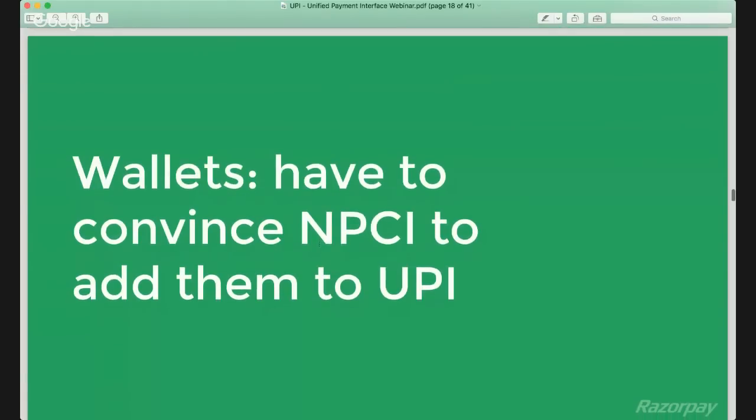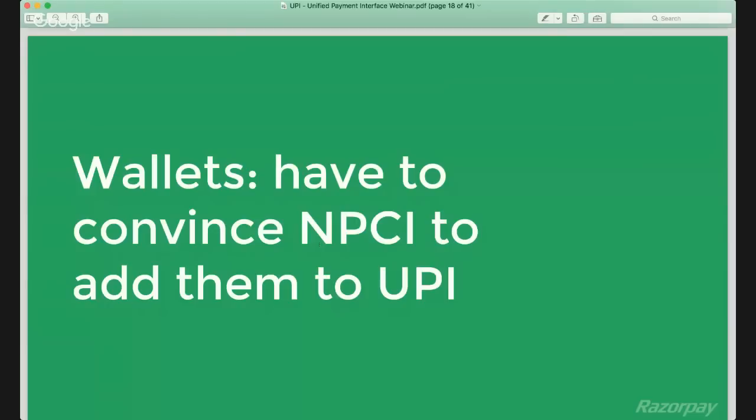There's also a consequence of the design decision taken by the NPCI to use IMPS as the backend for the payment infrastructure of UPI. So what happens essentially is anyone who was interoperating with the current IMPS infrastructure can now interoperate with UPI as a payment service provider.